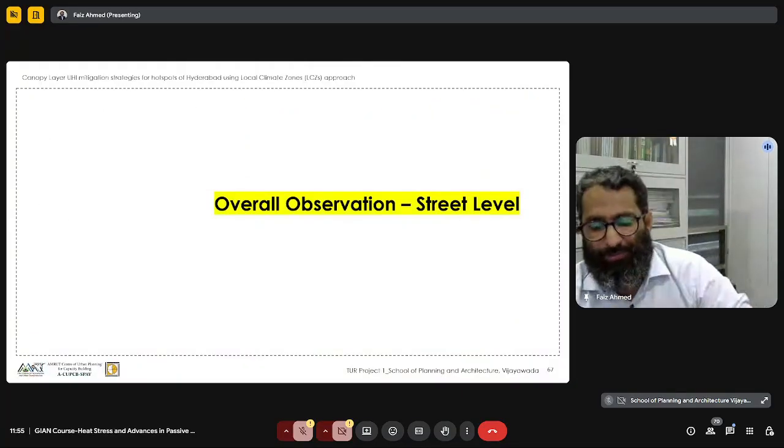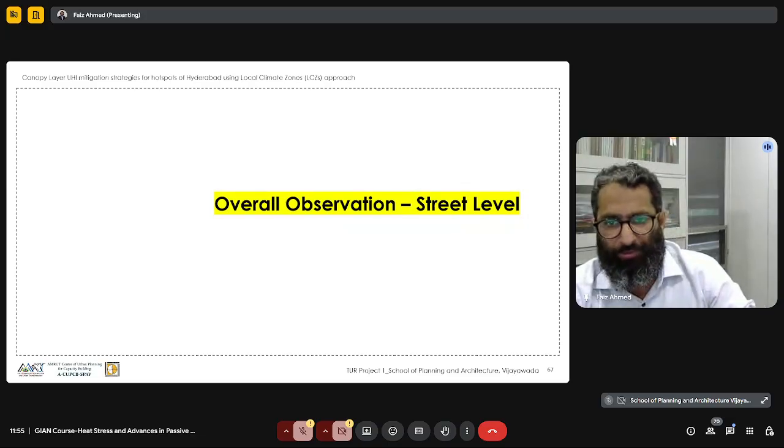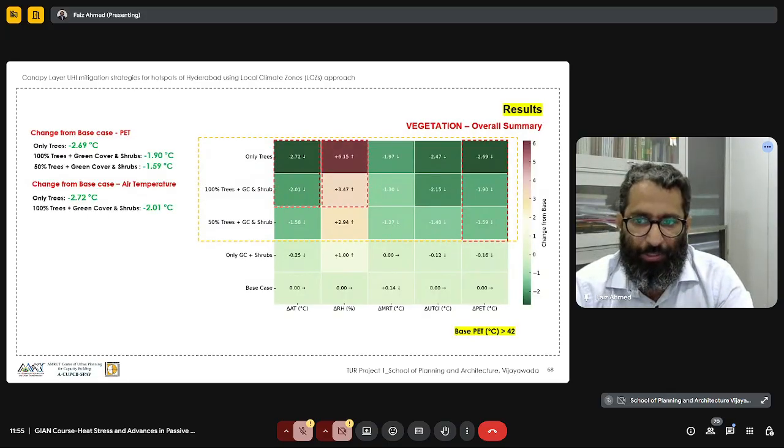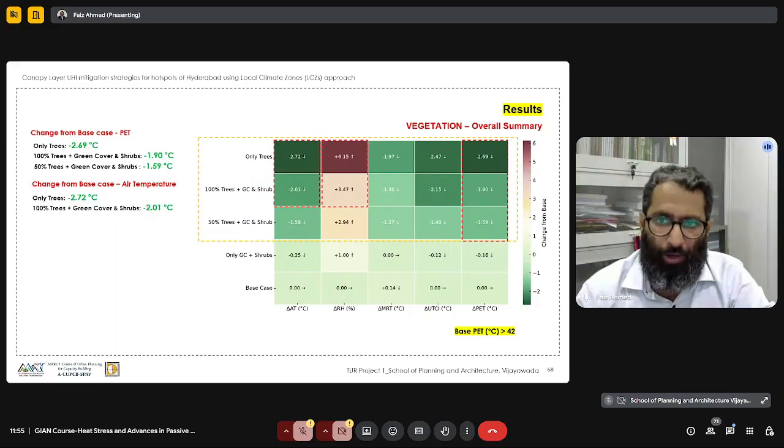What is the overall observation from these neighborhood studies, and some overall observations from the street level interventions? I've put up a matrix here. How do we read this matrix?